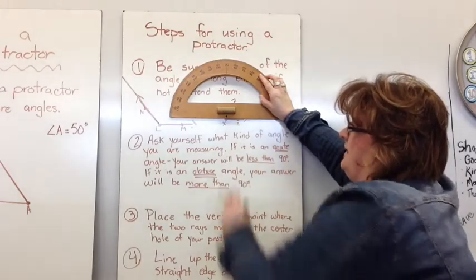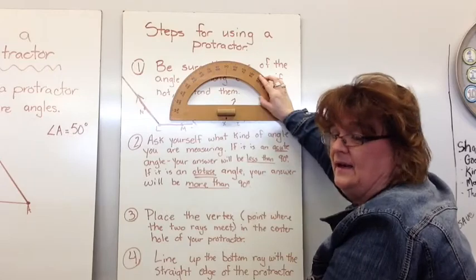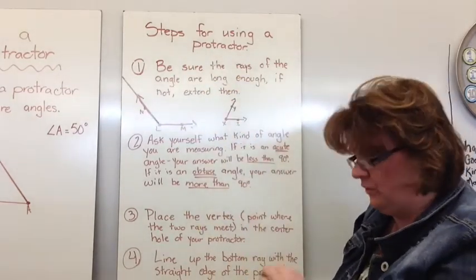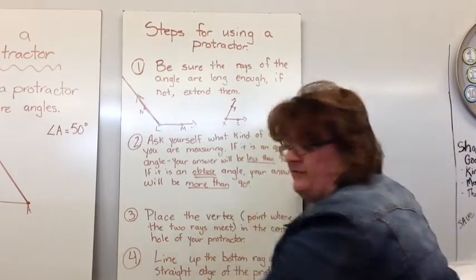Now your protractor might have a hole up farther and there will be a line drawn on it. Line it up that way. And then you can go ahead and read that. Okay, we're going to practice here just a minute. So let's make sure we have all those steps down. We have a few more steps to add.